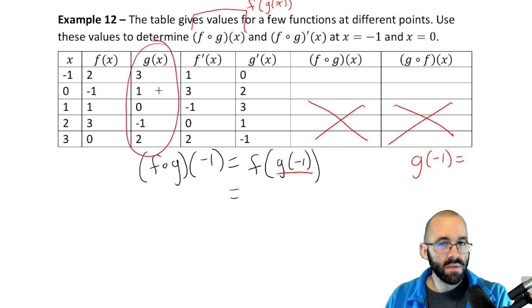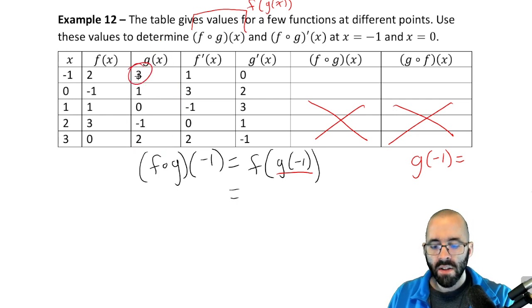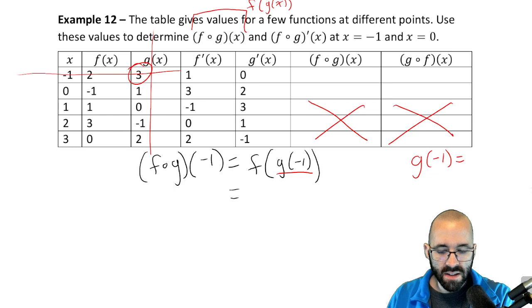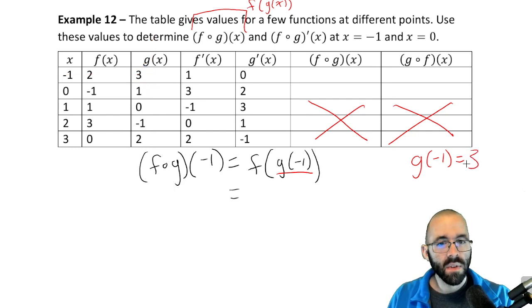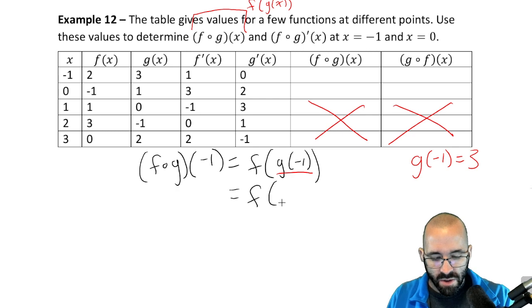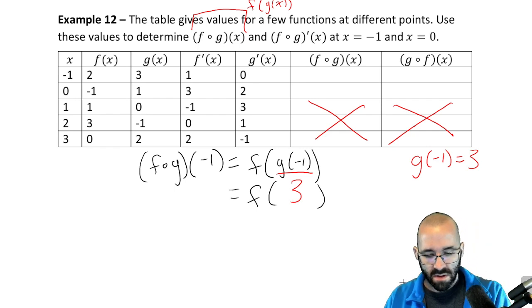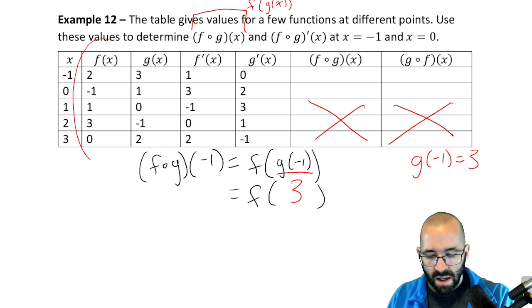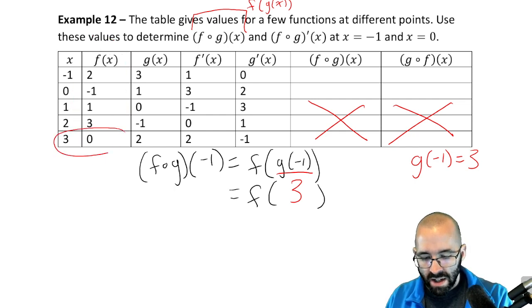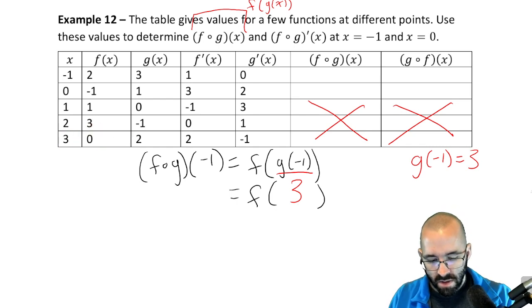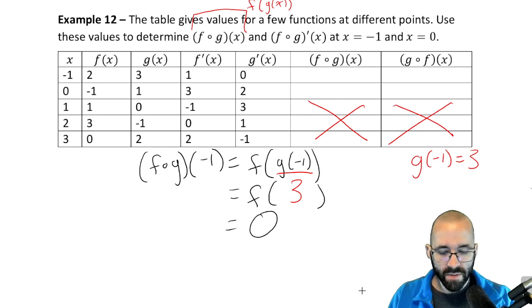Well, here's different values of g. This is the value of g when x is -1, right? It's the intersection of x is -1, and these are g. The intersection is 3. So if g of -1 is 3, then simplifying that looks like this. G of -1 is 3, so just replace it. What is f of 3? Here's the values of f when x is 3. F of 3 is 0. We're going to get that this is 0.